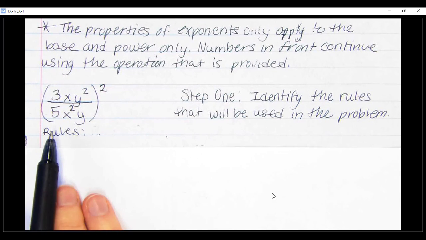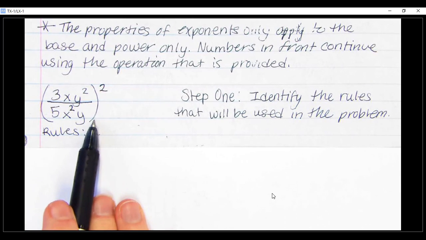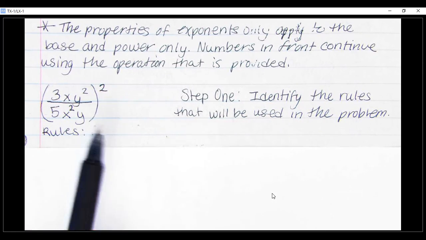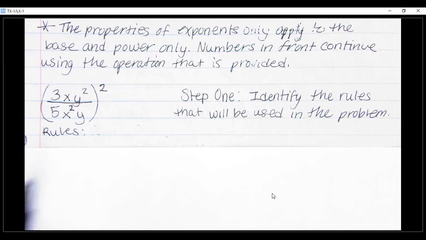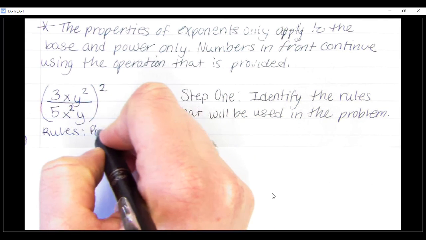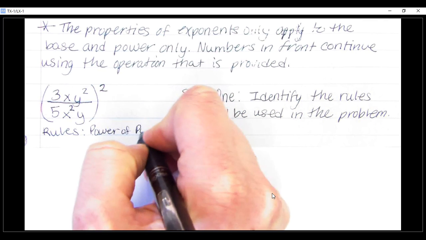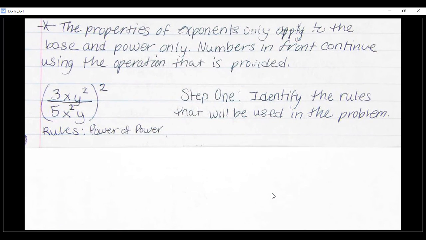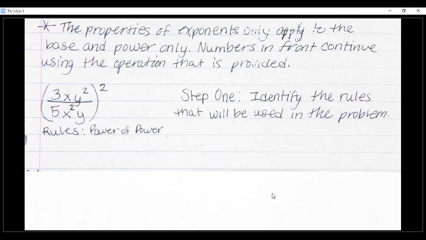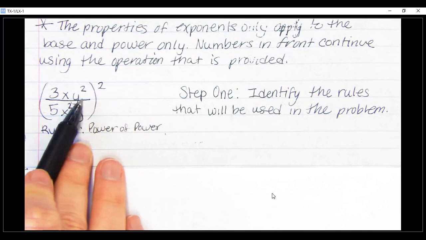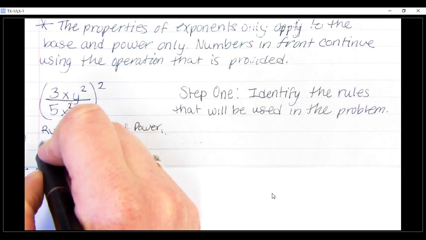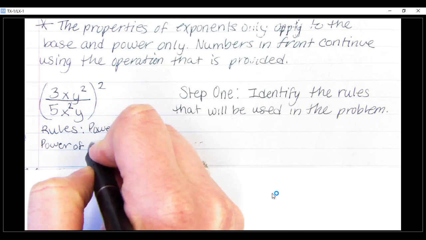So taking a look at my problem here, I see a set of parentheses with a number on the uppermost part, and I know that's an exponent. Since I have those parentheses with an exponent out here, I know that I'm going to need to use power of power. If you don't have these rules memorized, you need to start memorizing them or make sure that your notes are available right in front of you. I also see this division line. This division line tells me that I'm going to be using power of quotient.